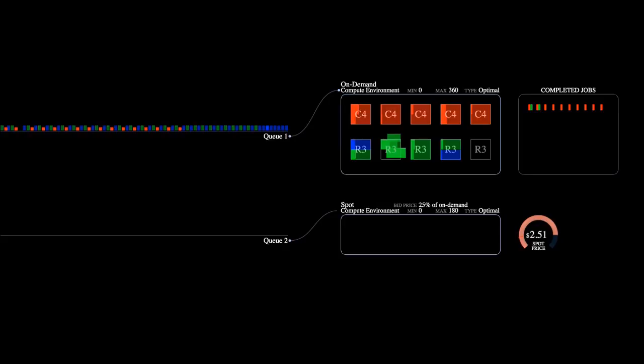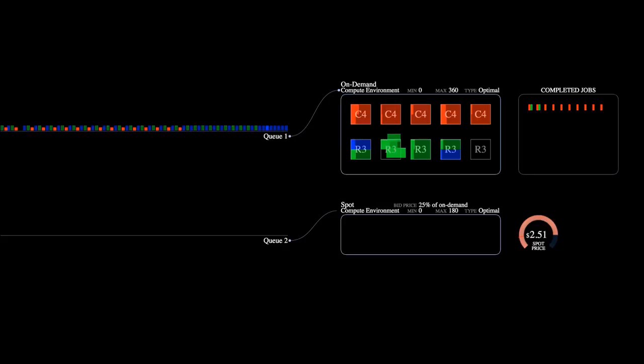Now, at the same time, we've created another job queue, this time called Q2, which is mapped to a spot compute environment. And this compute environment is intended for low-priority workloads that are only worth running if they can run for less than a certain cost. In this case, when the spot market is less than 25% of the on-demand pricing. So in this case, we have the current spot price indicated by the pink arc that you see here, and our target price represented by this red line.